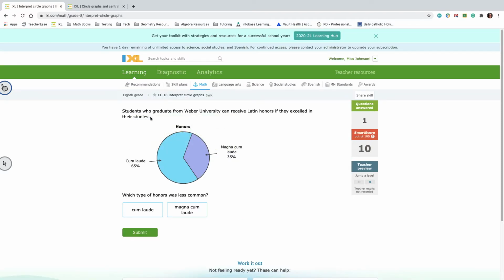Okay, let's try another. Students who graduate from Weber University can receive Latin honors if they excelled in their studies. So cum laude and magna cum laude. Magna cum laude is the highest honors that you can graduate with, and cum laude is the second highest. It asks which type of honors was less common. That would be which part of the circle graph is smaller, right? Less common would be smaller. That would be magna cum laude.